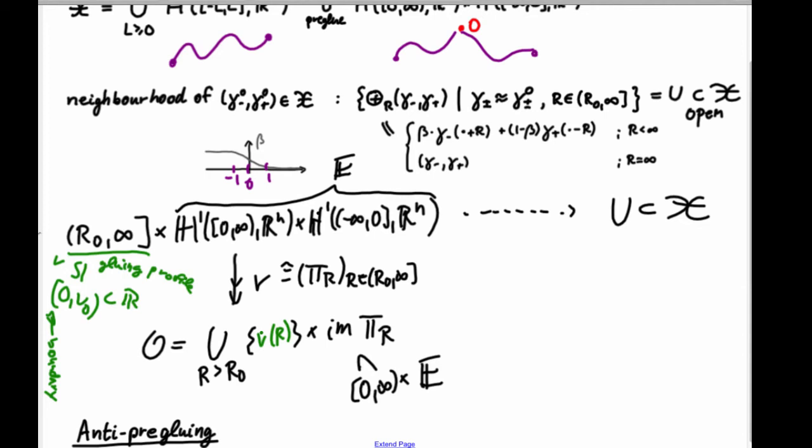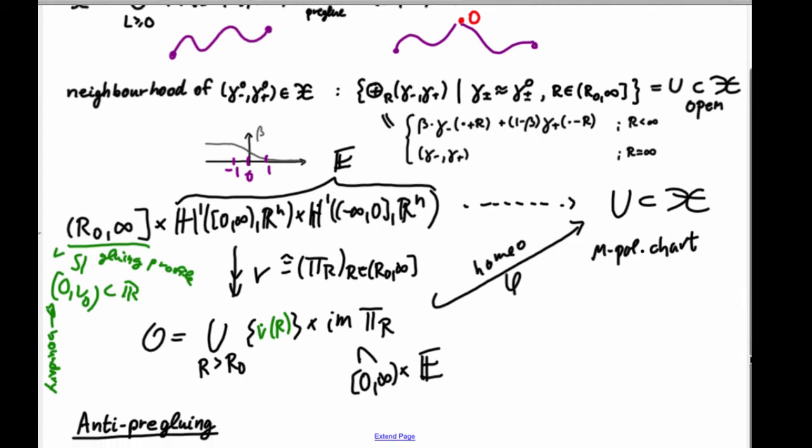Okay, and now I'd like to have a homeomorphism phi. Right, that would be part of my M-polyfold chart. And how do I do this? Well, phi obviously off a point here should be the pregluing.